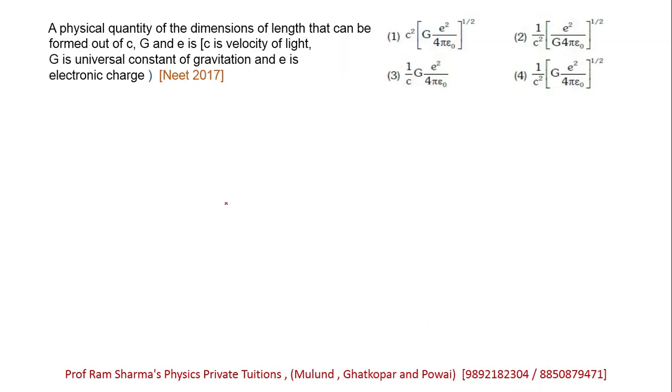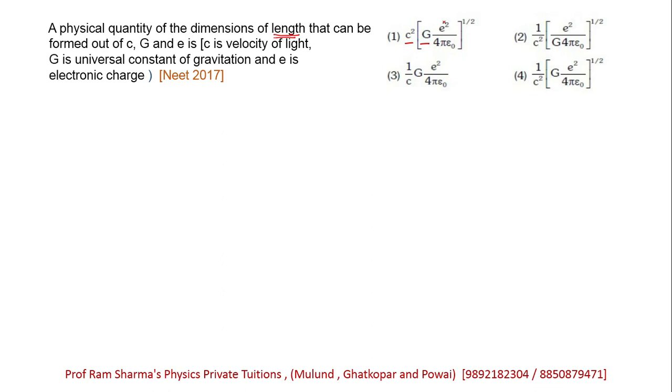Now let us move on to the 2017 question, and this question is a bit tough. So let's see how we can solve. A physical quantity of dimensions of length that can be formed out of c, G and e is, where c is velocity of light, G is universal constant of gravitation, and e is the charge. Now if you see the options carefully, you will realize that in the options 3 things are always there: c, G and e squared upon 4 pi epsilon naught, and this all should come together to give me the answer as length. This is because that is what the question says. That means my length should depend upon c, G and e squared upon 4 pi epsilon naught, right?